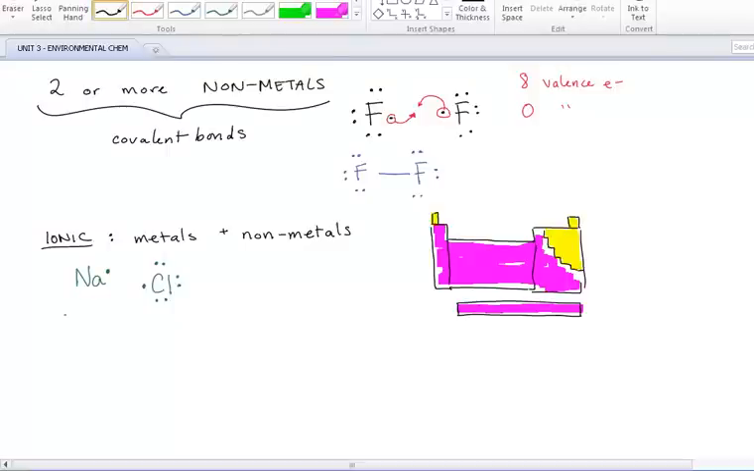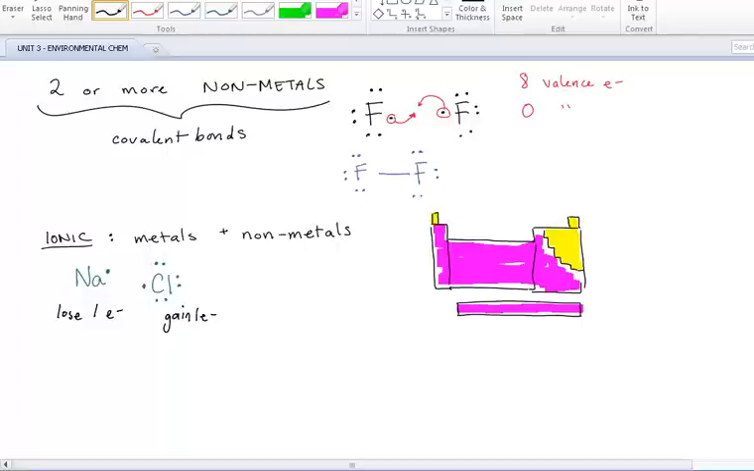We know that sodium's going to want to lose 1 electron. Now chlorine behaves just like fluorine. It's got 7 valence electrons, which means it's going to be much easier for it to gain 1 electron and have a full octet than to try and lose all 7 and have an empty outer shell.